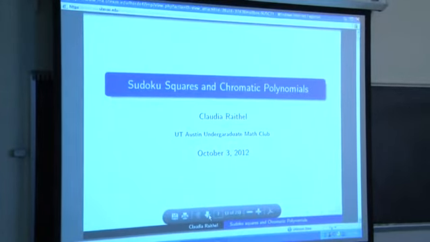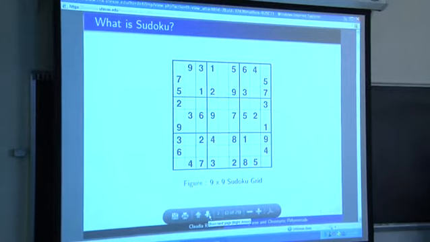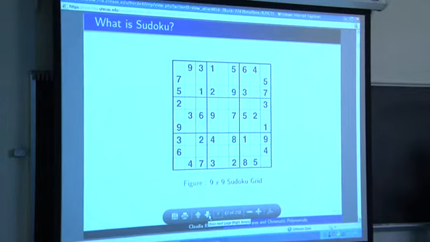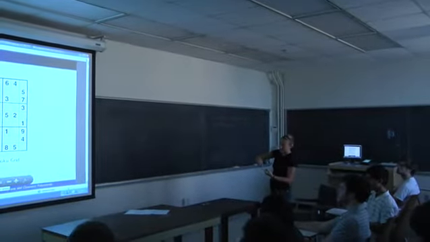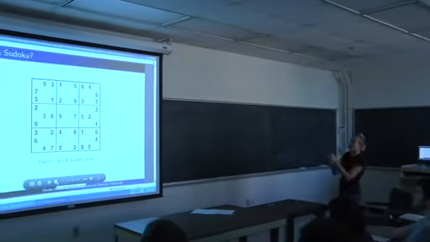Just in case you don't know what Sudoku is, this is a Sudoku grid. When somebody gives you a Sudoku problem, they give you a few squares in the grid already entered, and they want you to complete the 9x9 grid such that the rows have 1 through 9 in them, the columns have 1 through 9 in them, and each of these little subsquares has 1 through 9 in them.